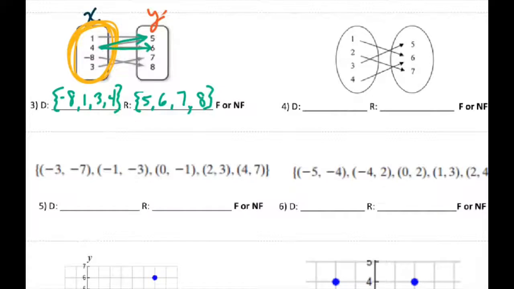It's going to the 5, and then it's also going to the 6. So this here is not a function because the x value of 4 went to this number, and it also went to this number here. So in number 3, this is not a function. An x value repeated itself, making this not a function.